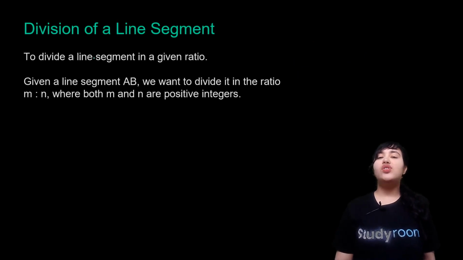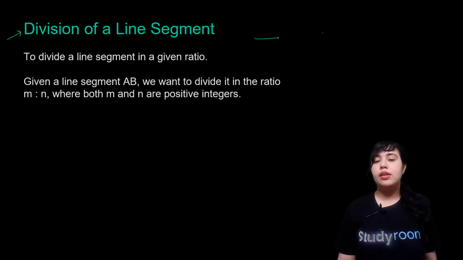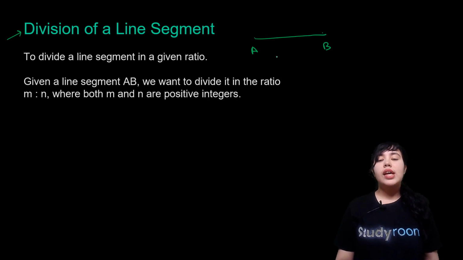So that brings us to our first topic, which is division of a line segment. For example, I give you a line segment AB. You know that a line segment is of a fixed distance. It's not like a line. There's a difference between line and line segment. And I have been given this line segment AB.